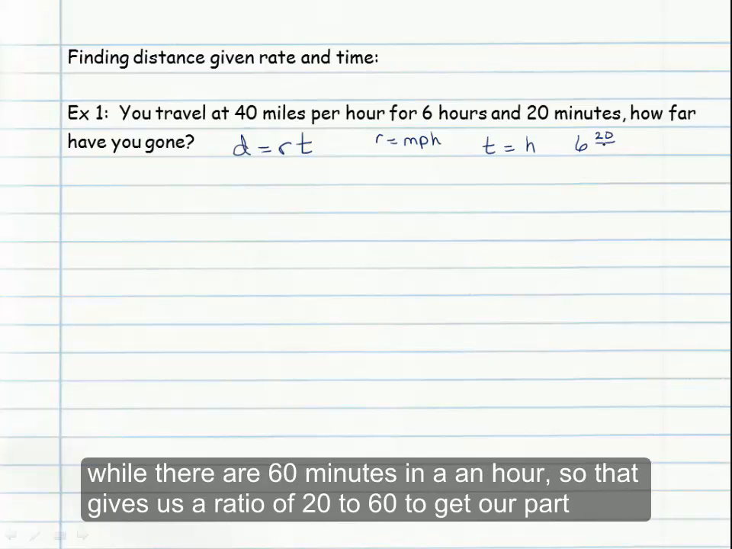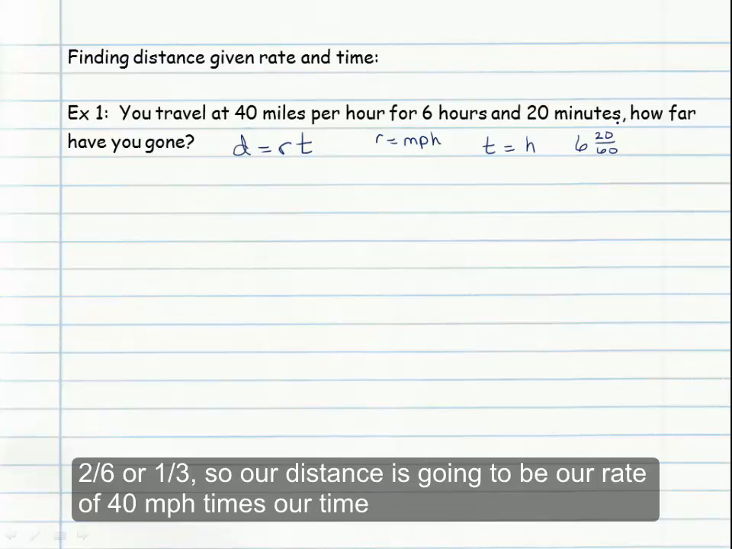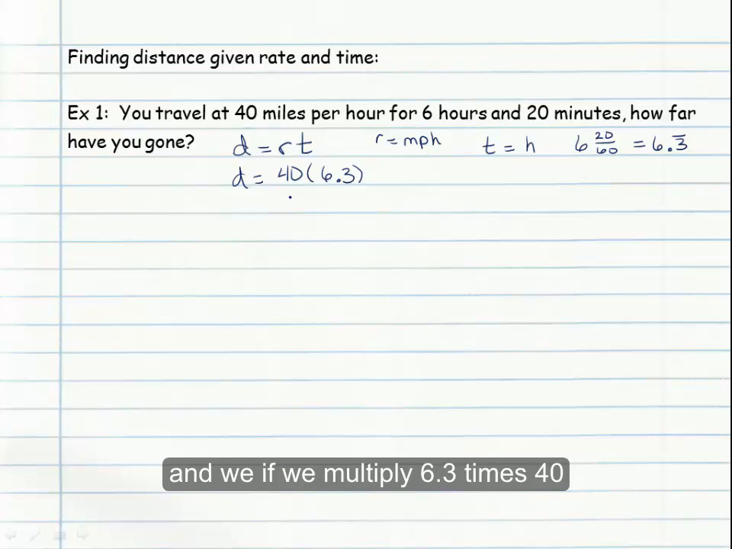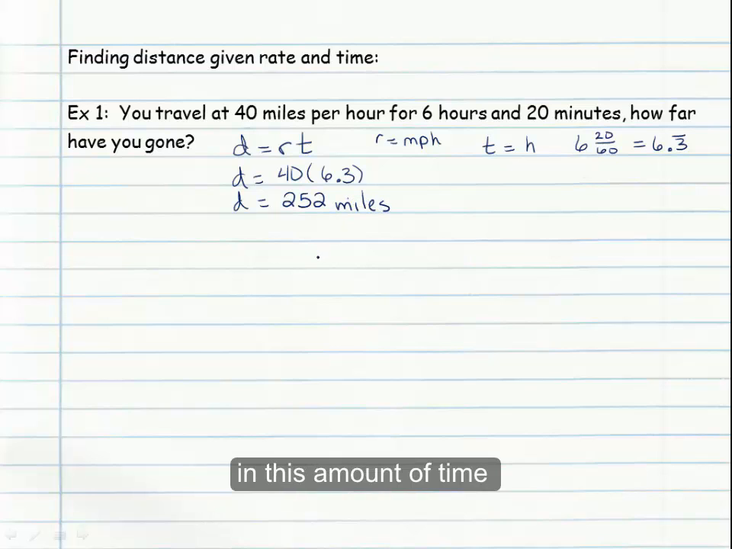Well, there are 60 minutes in an hour, so that gives us a ratio of 20 to 60 to get our part. So if you divide those, you get 0.3 repeating, or 2 over 6, 1 over 3. So our distance is going to be our rate of 40 miles per hour times our time of 6.3 hours. And then if we multiply 6.3 times 40, we can determine that we can travel 252 miles in this amount of time.